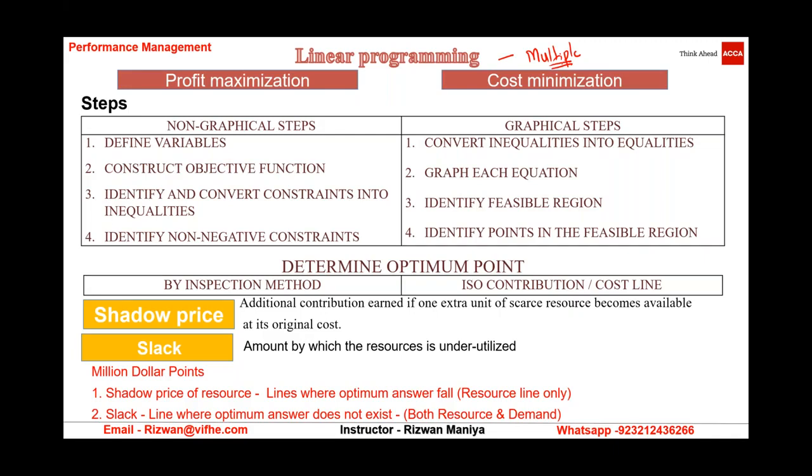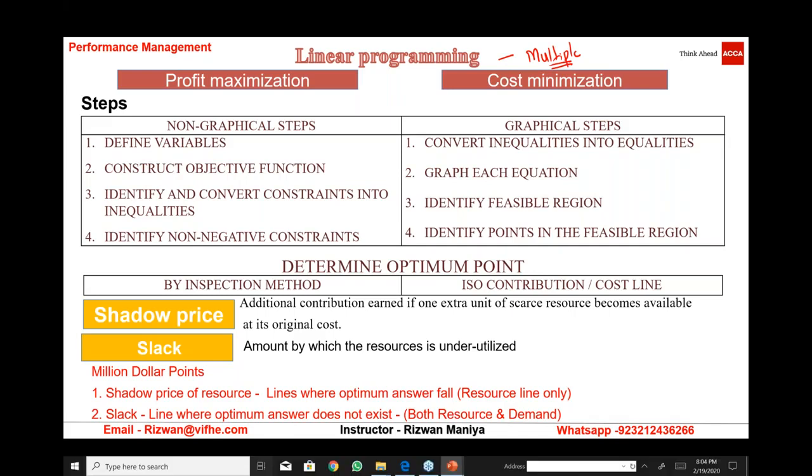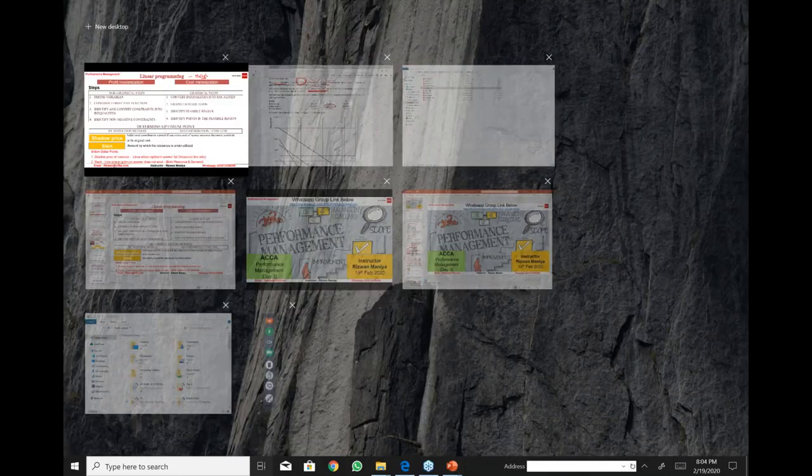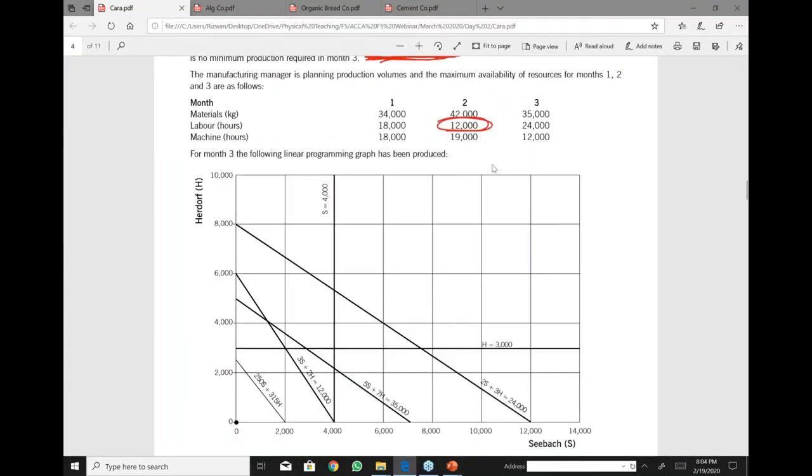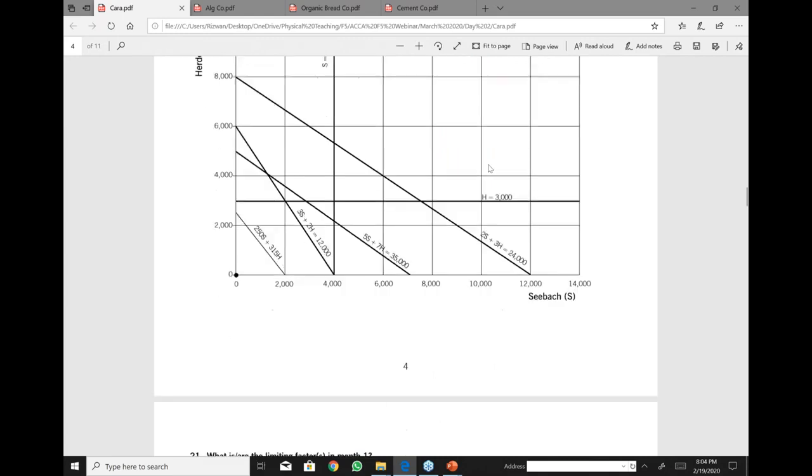Feasible area. Sorry, I told you that there are more likely chances that the graph will be given to you, and you have to use that. Now I'm quickly moving towards a question that we were solving yesterday, this Kara company question, and I will be explaining this to you in a very good style.